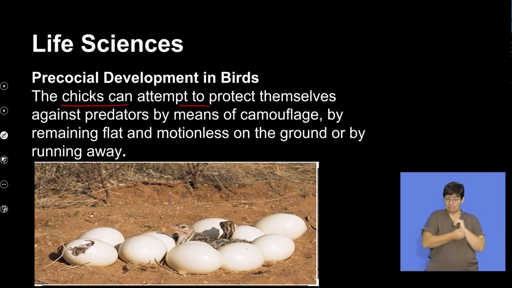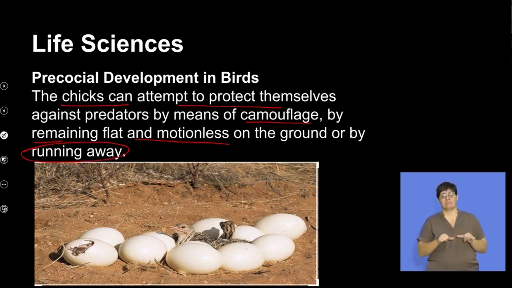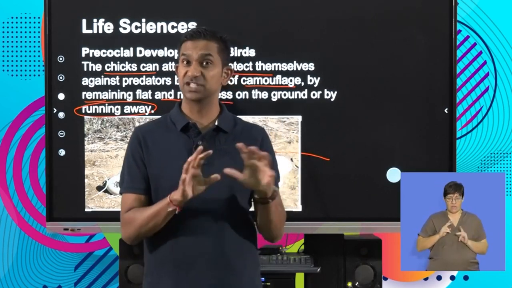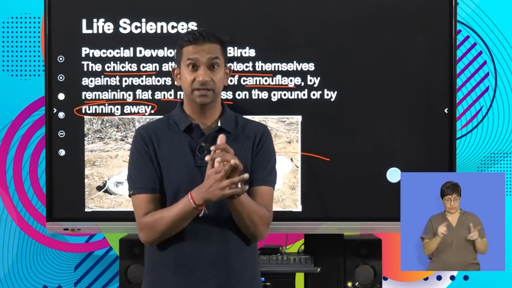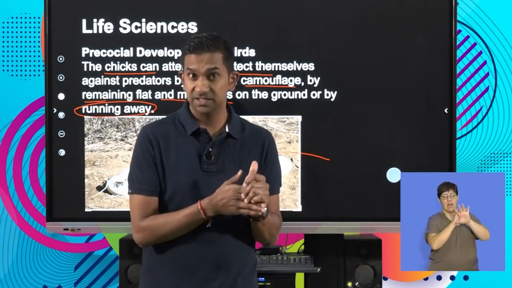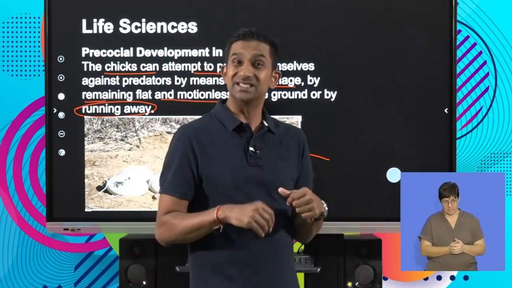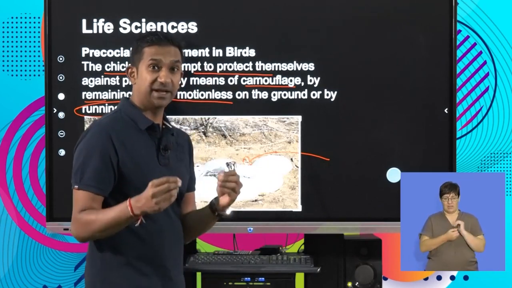The chicks attempt to protect themselves by either lying low or camouflage, or remaining motionless on the ground, and in this way they're able to survive from predators. One of the challenges of hatching on the ground is that these eggs are exposed to predators. So soon after hatching, these chicks instinctively pick up the behavior of responding to threats, and their response is either moving into an area that camouflages them or lying motionless or flat on the ground so that they are not seen as probable prey by the predators.